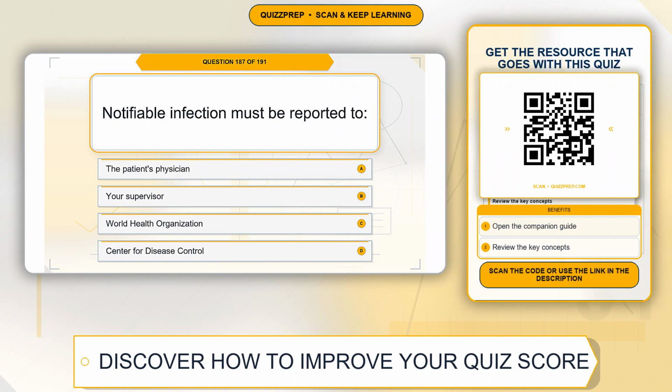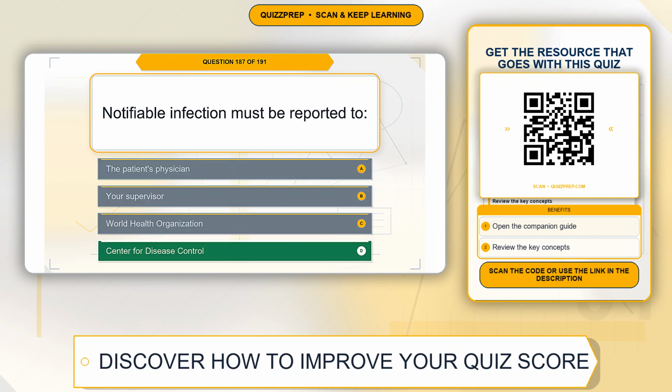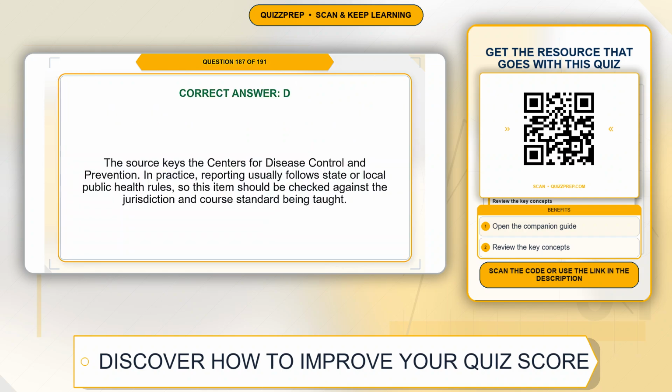Question 187. Notifiable infection must be reported to: Option A, the patient's physician. Option B, your supervisor. Option C, World Health Organization. Option D, Center for Disease Control. The correct answer is option D, Center for Disease Control. Explanation. The source keys the Centers for Disease Control and Prevention. In practice, reporting usually follows state or local public health rules, so this item should be checked against the jurisdiction and course standard being taught.